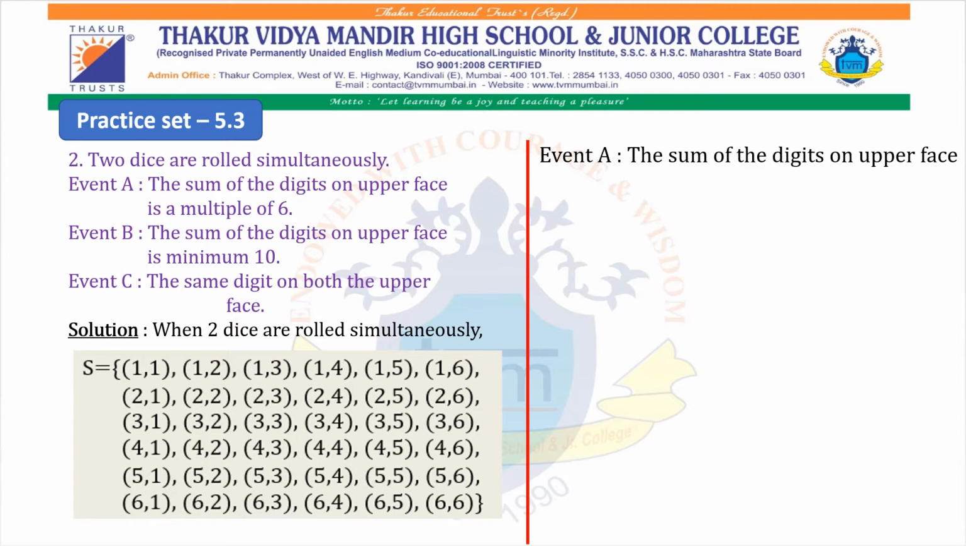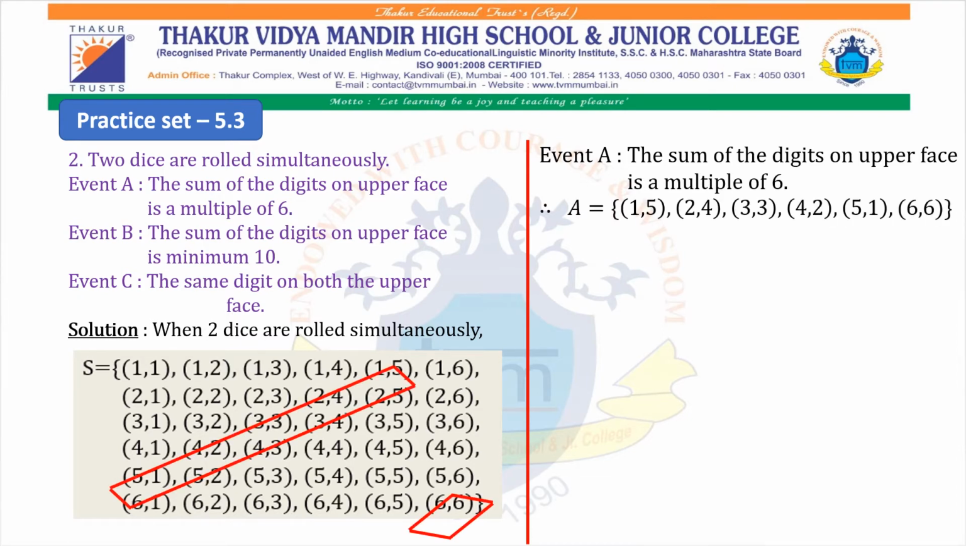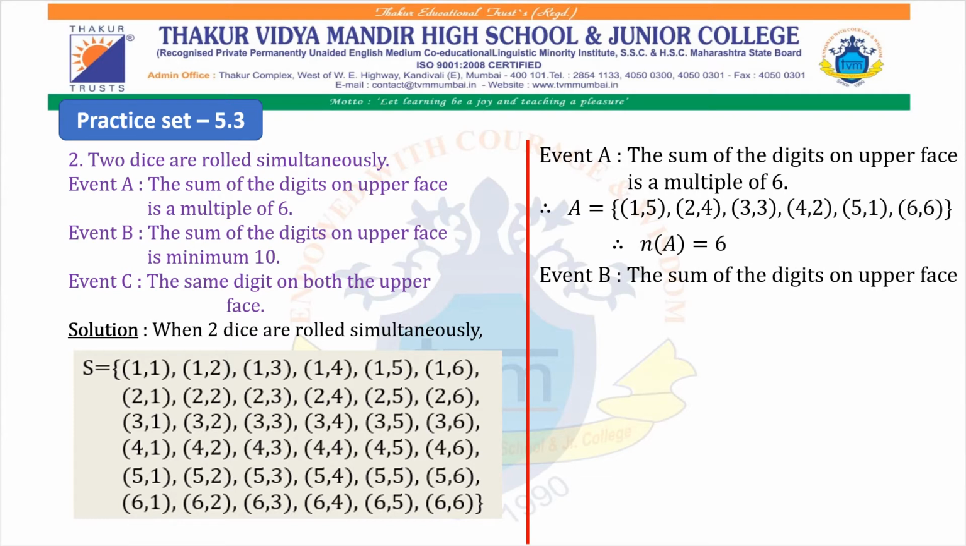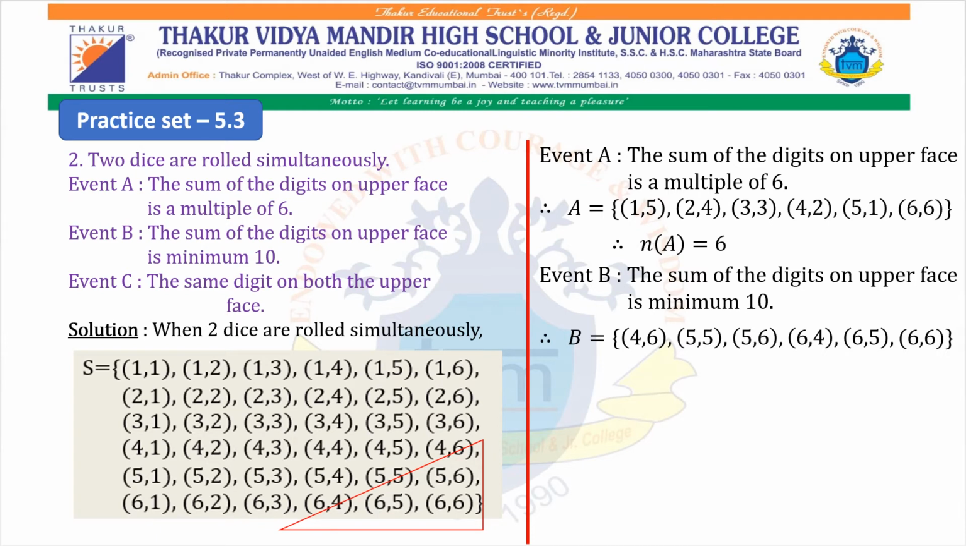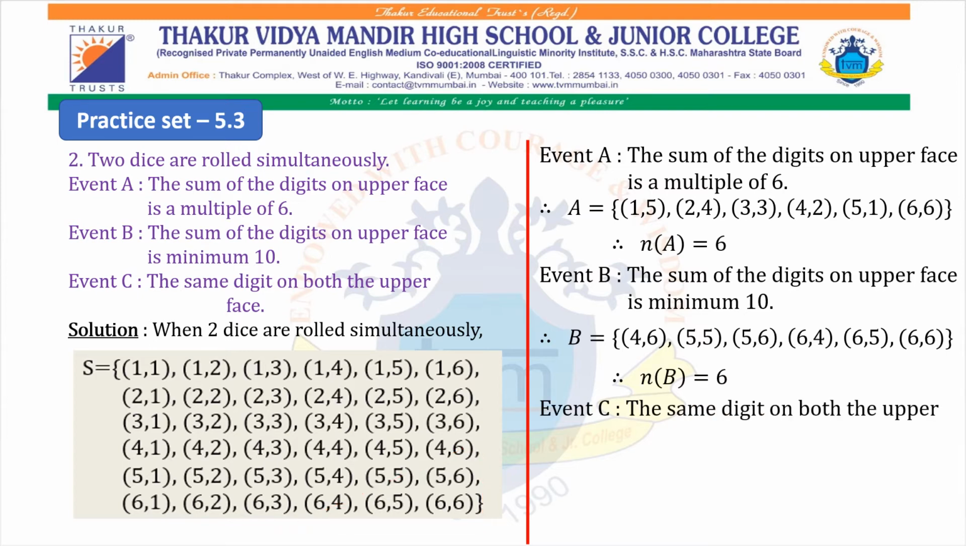Event A, the sum of the digits on upper face is a multiple of 6. Therefore, A = {(1,5), (2,4), (3,3), (4,2), (5,1), (6,6)}. Therefore, n(A) = 6. Event B, the sum of the digits on the upper face is minimum 10. Therefore, B = {(4,6), (5,5), (5,6), (6,4), (6,5), (6,6)}. Therefore, n(B) = 6.